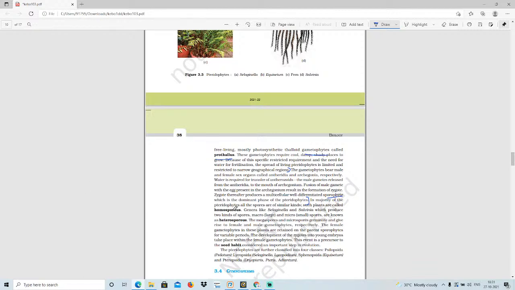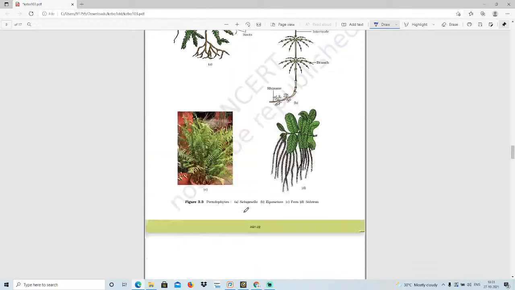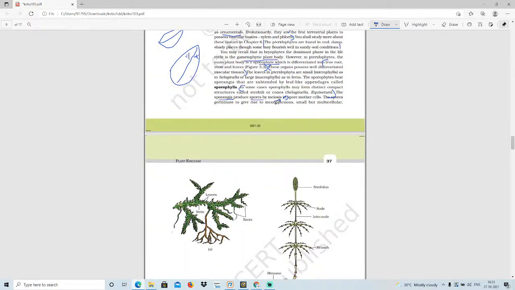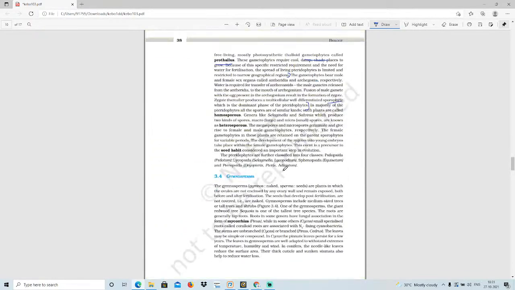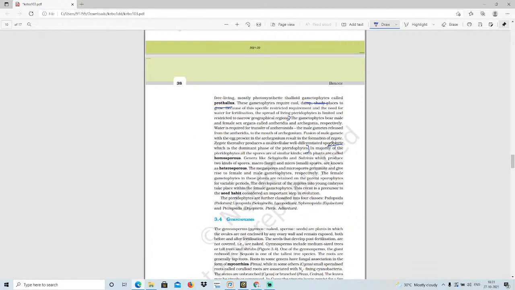In the majority of pteridophytes, all the spores are of similar kinds. Such plants are called homosporous. These are the spores produced in the sporangia. Genera like Selaginella and Salvinia, which produce two kinds of spores, macro and microspores, are known as heterosporous.